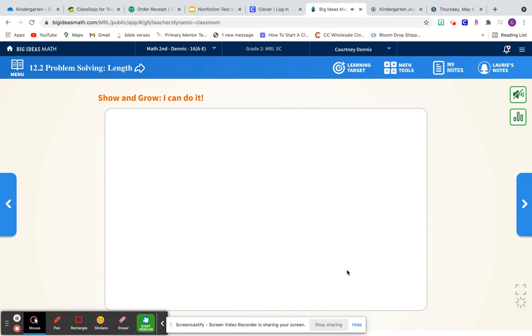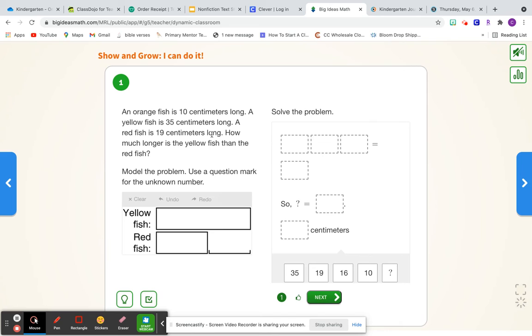All right, we're going to look at a couple examples before you guys move on to your 12.2 practice. An orange fish is 10 centimeters long. A yellow fish is 35 centimeters long. A red fish is 19 centimeters long. How much longer is the yellow fish than the red fish? So we're going to model the problem, using the question mark for the unknown number. So this is our part whole.